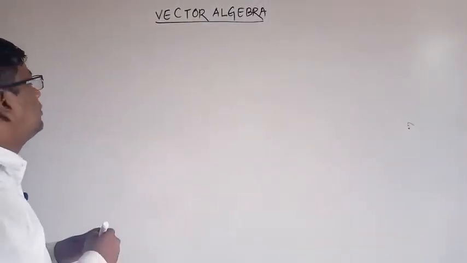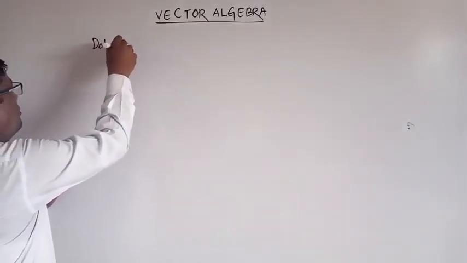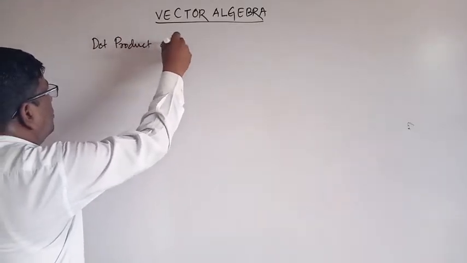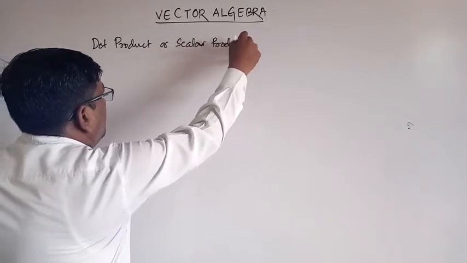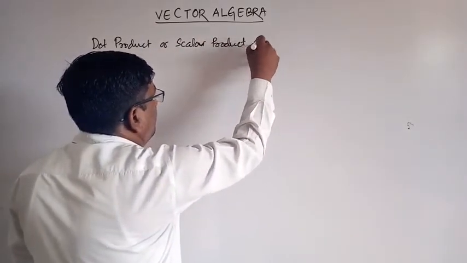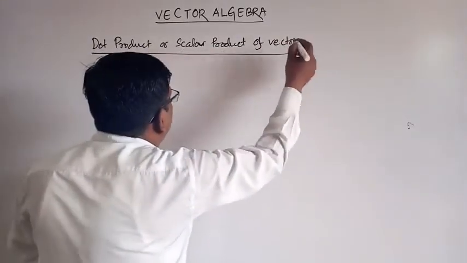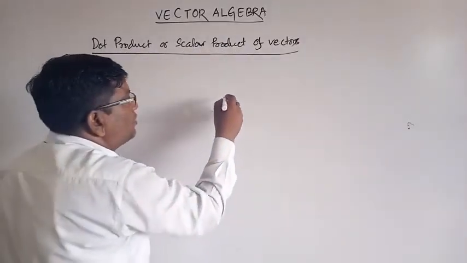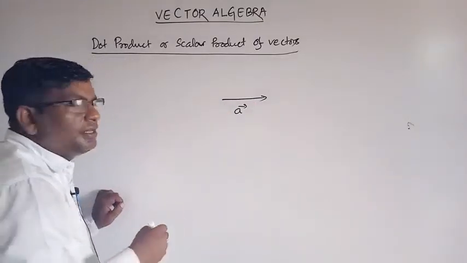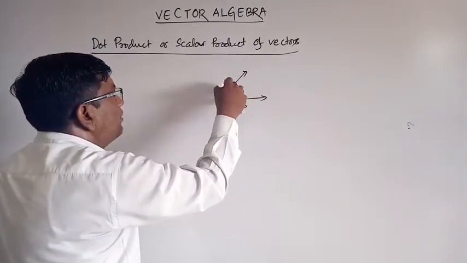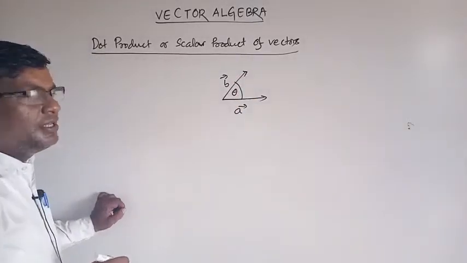Now, dot product or scalar product of vectors. So what is dot product and scalar product? Suppose this is a vector A and this is another vector B. If the angle between the two vectors is theta, then what is the dot product?